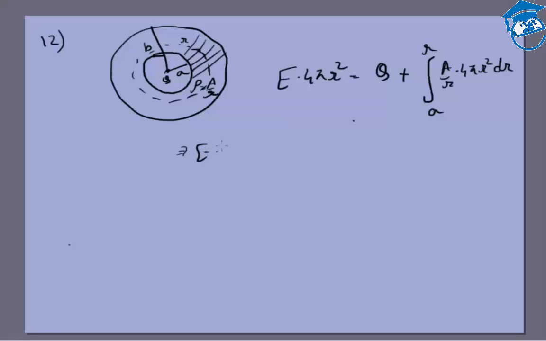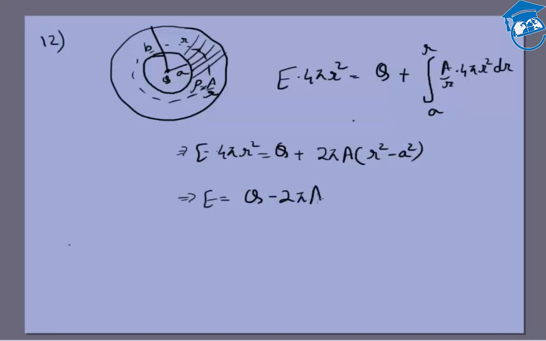This gives me E into 4 pi r squared is equal to Q plus, so this is 4 pi A times r dr, or 4 pi A r squared by 2, or 2 pi A r squared. So 2 pi A times r squared minus a squared. And we can just take 4 pi r squared below. So what we'll get is E is equal to Q minus 2 pi A squared by 4 pi r squared, plus 2 pi A r squared by 4 pi r squared, or A by 2.